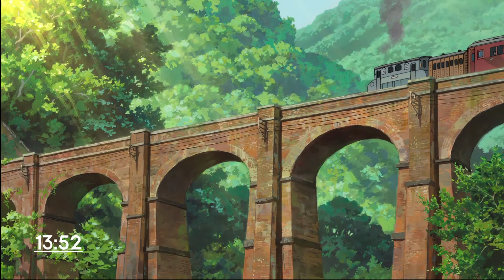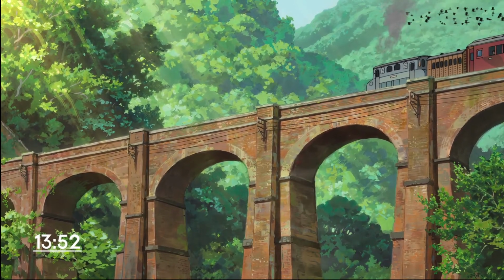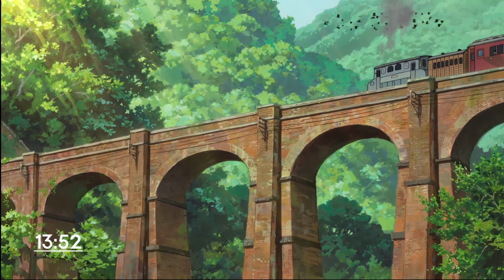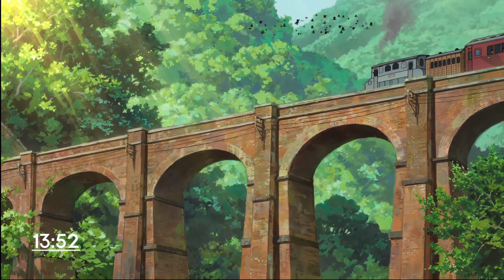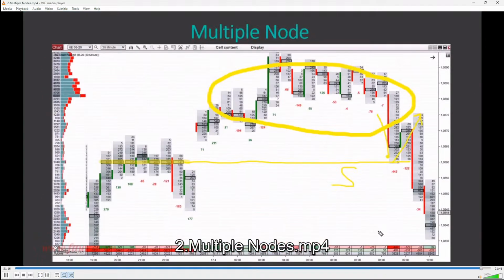Anybody have any questions on the multiple node? Yeah, that last example, it looked like price kind of cut through it, but he said it was a really good long entry. In this video, I look for this setup. Yeah, that one right there.